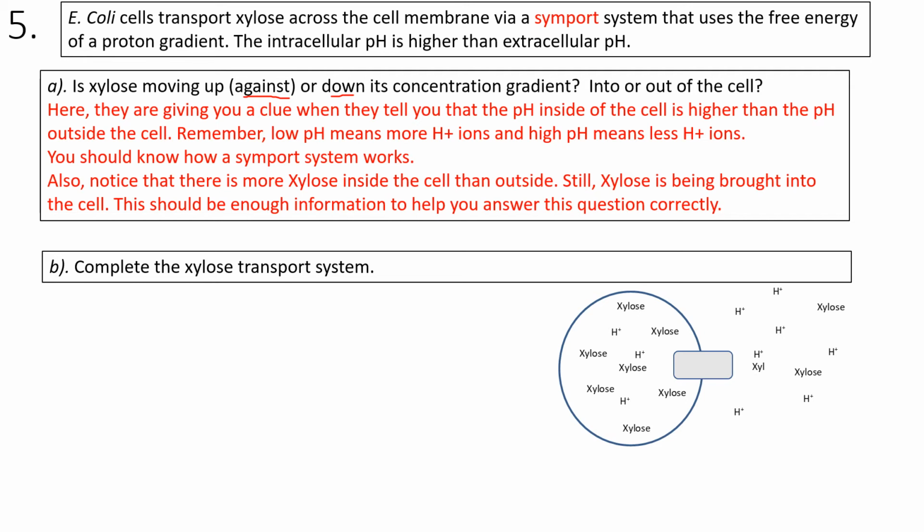Here they're giving you a clue when they tell you that the pH inside of the cell is higher than the pH outside of the cell. Remember that low pH means more hydrogen ions, and high pH means less hydrogen ions. You should know how a symport system works. Also notice that there is more xylose inside the cell than outside. Still, xylose is being brought into the cell. This should be enough information to help you answer the question correctly.